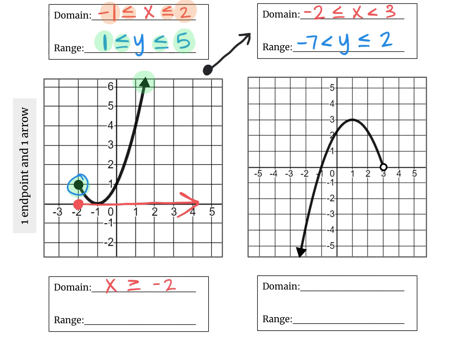So the vertex here starts at 0, and that's like a closed circle. And you have to ask yourself, is this going above where y is 0, or is it going below? So this is actually going above. It's pointing up. It's opening up. So that means my y values are getting bigger than 0. They're greater than 0. So my range is y is greater than or equal to 0, because a vertex is like a closed circle.